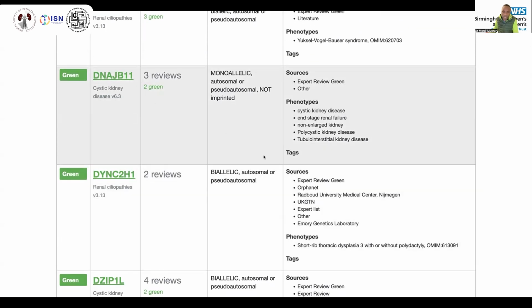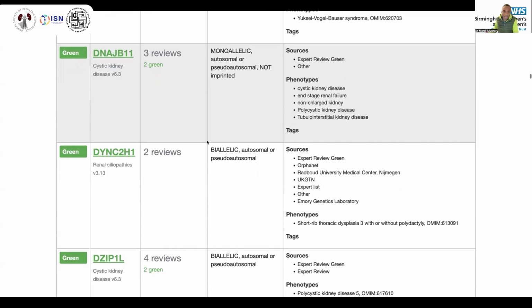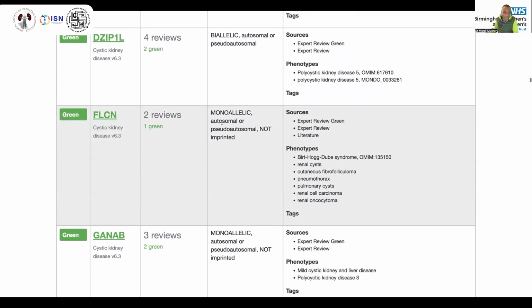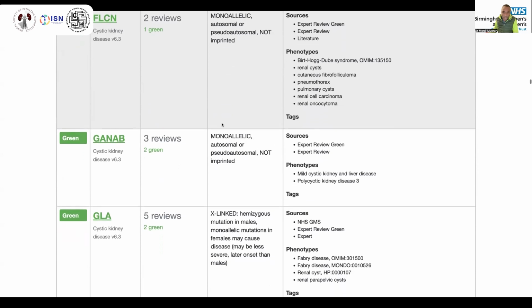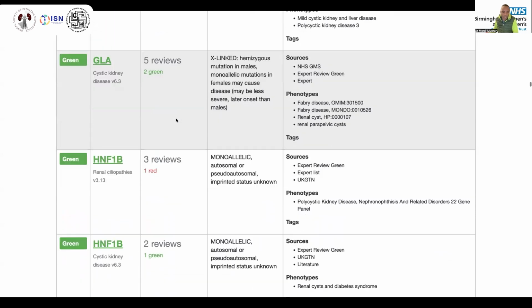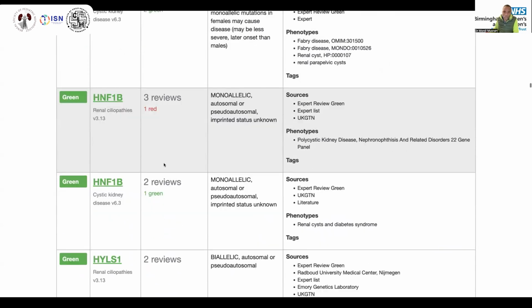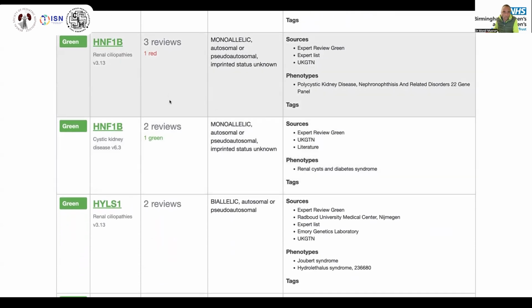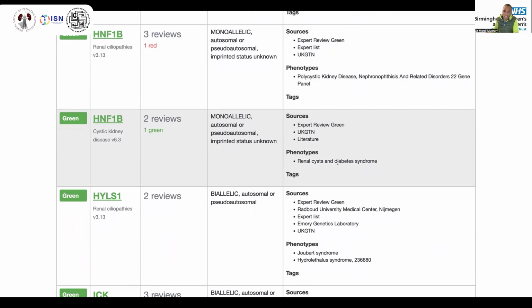DNAJB11 is now being increasingly seen as a manifestation of polycystic kidney disease, which is one of the genes which we also test for, as is the GANAB gene. The HNF1B genes are very well known. They've been around for a while, and this is why it's important to be able to make this diagnosis, because we know that these patients would be at risk of potentially having diabetes.